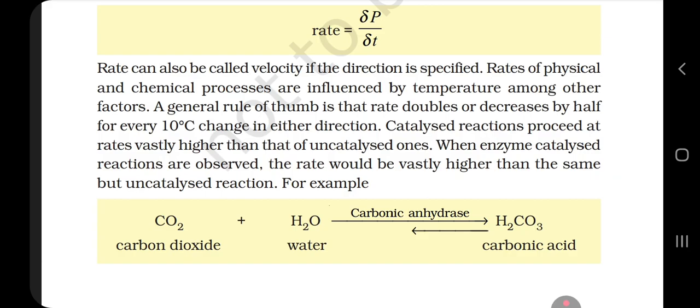Rates of physical and chemical processes are influenced by temperature among other factors. A general rule of thumb is that the rate doubles or decreases by half for every 10-degree change in either direction. Catalyzed reactions proceed at rates vastly higher than that of the uncatalyzed ones. When enzyme catalyzed reactions are observed, the rate would be vastly higher than the same but uncatalyzed reaction. For example, CO2, that is carbon dioxide, plus H2O, that is water, with carbonic anhydrase as a catalyst gives H2CO3, that is carbonic acid.